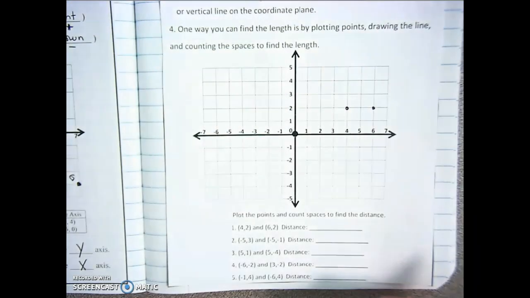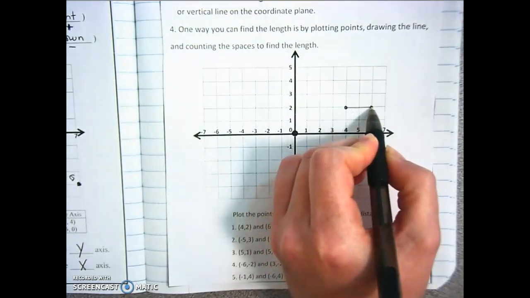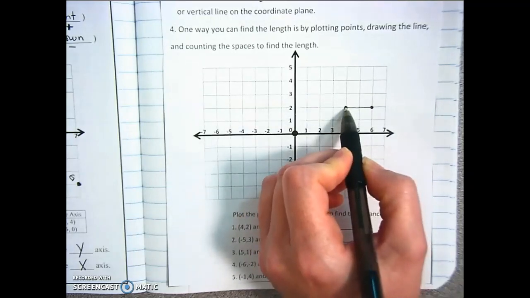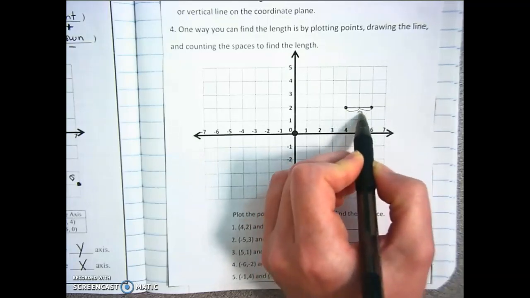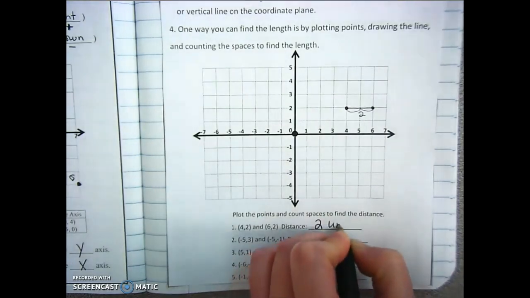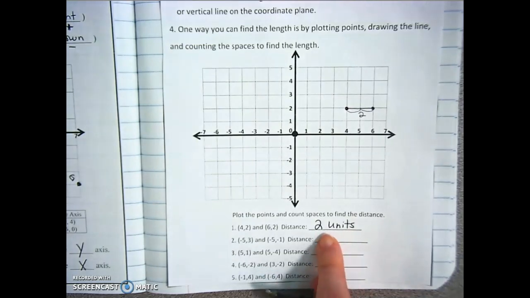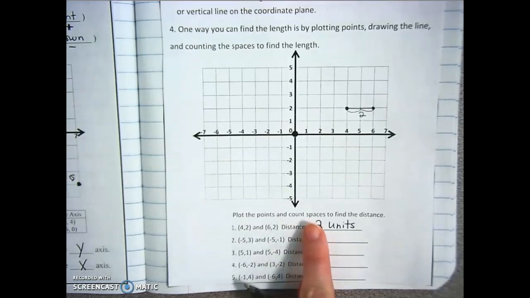Now we're going to count the distance between the 2 points. So I'm going to draw a line to connect them, and then I'm just going to count how many units it takes to get from one to the other. So 1, 2 units. I'm going to put that here, 2 units. And you have to write units because it has to have some kind of clarification of what it is. 2 can be anything. So if you just put 2, that's incorrect.